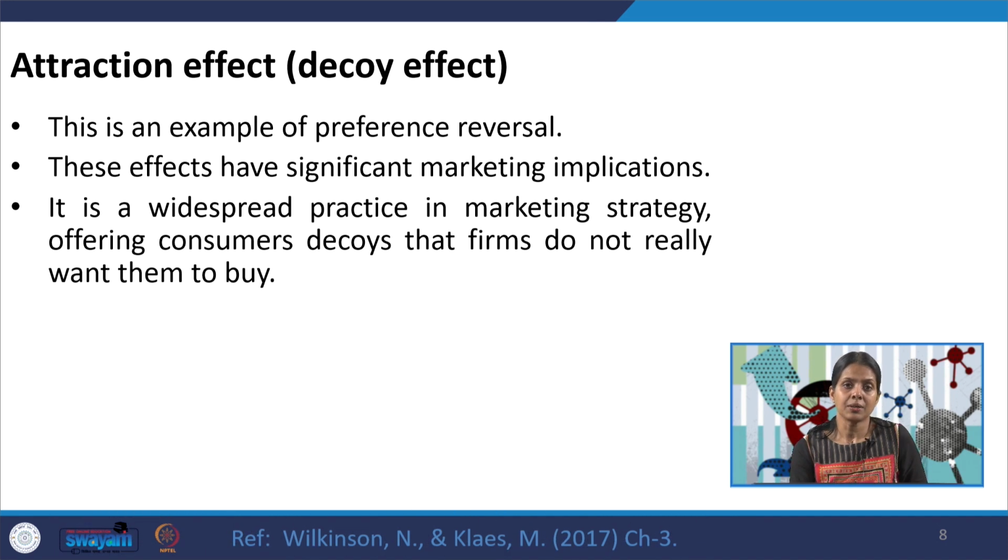It is a widespread practice in marketing strategy to offer consumers decoys that firms do not really want them to buy. So, you put an item on the list which you actually do not want the consumers to buy, because you would be putting a much more lucrative offer, maybe at a similar or same price, or maybe slightly higher price, so that people would be compelled to go for the higher priced one, leaving the lower priced one untouched. This is how you can actually influence consumers' preferences or choices.